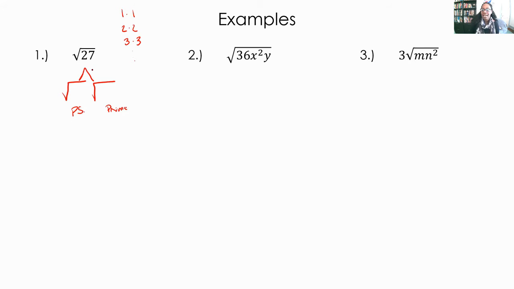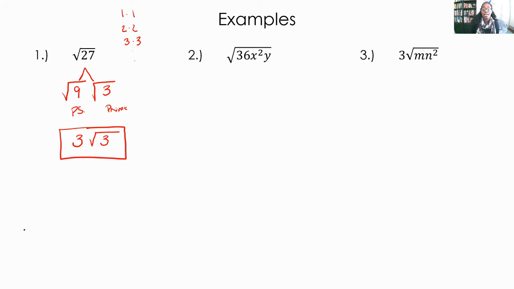So 27, what can give me 27 that's a perfect square? So I can use 9 and 3. Because the square root of 9 is going to be 3, because 3 times 3 gives me 9. The square root of 3, that's that irrational, because if I try to put square root of 3 in the calculator, I am not going to get an even number. So 3 square root of 3 is my solution for simplifying the square root of 27. Okay, all we're doing is breaking things down.